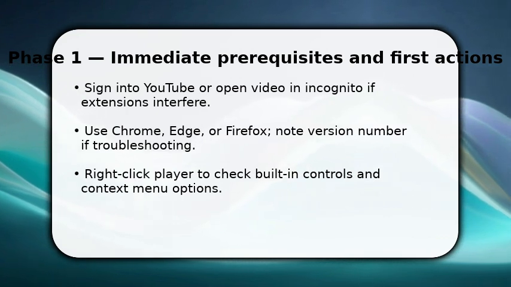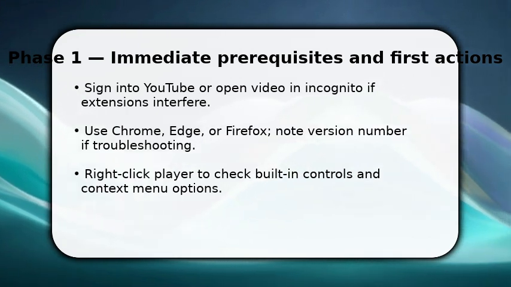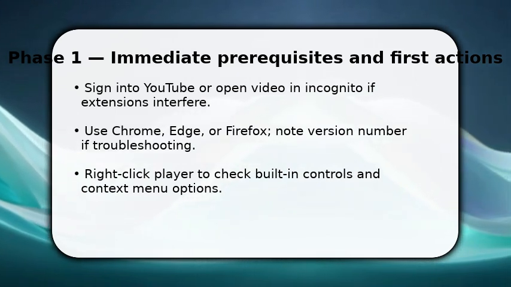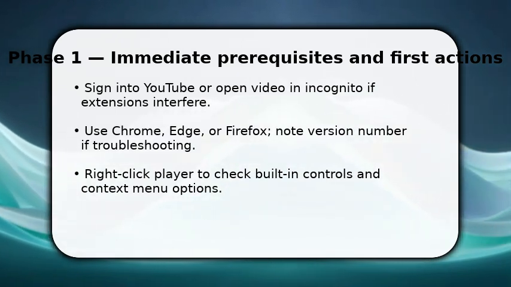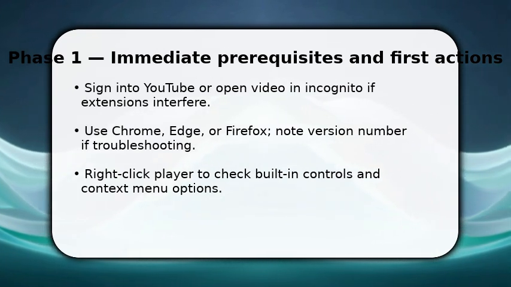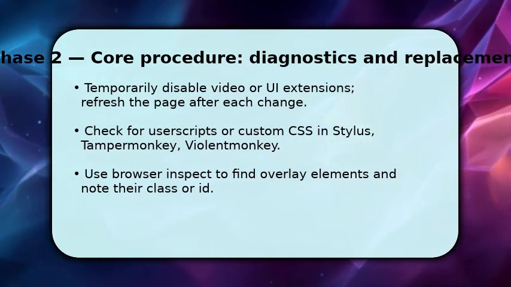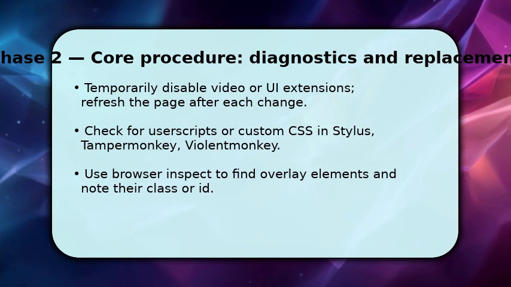Once done, open the browser menu and go to Extensions or Add-ons. You will disable or adjust them next to remove extra controls added by plugins or user scripts. You now disable extensions one at a time to identify the culprit. Refresh after each change so the player resets.